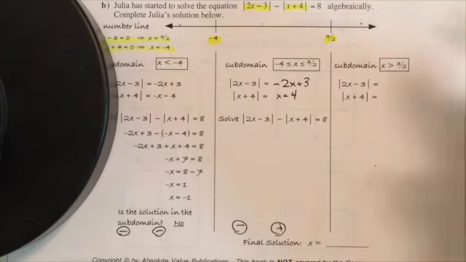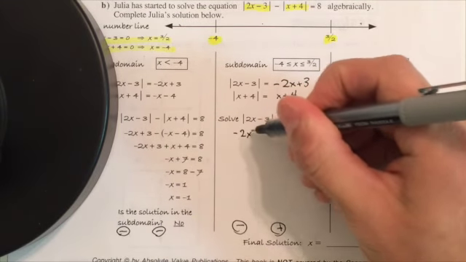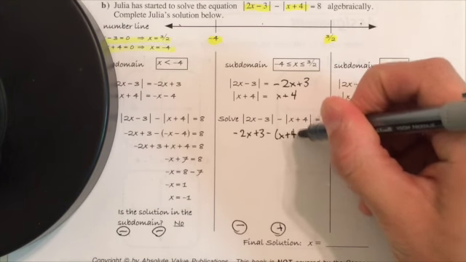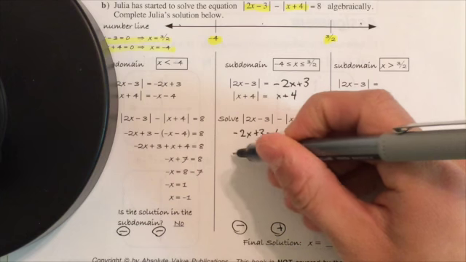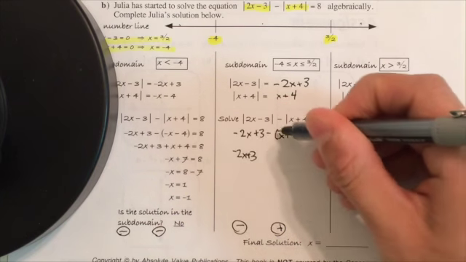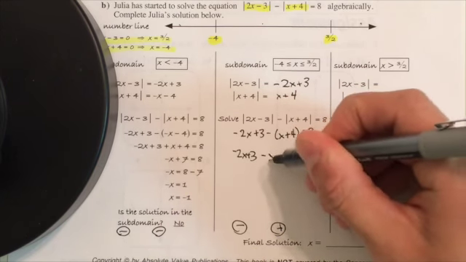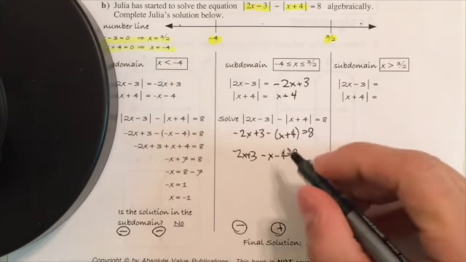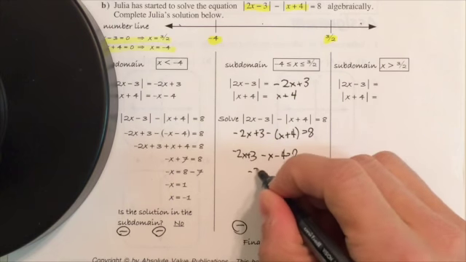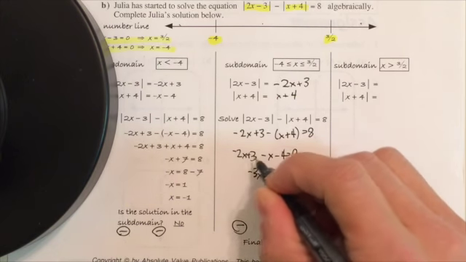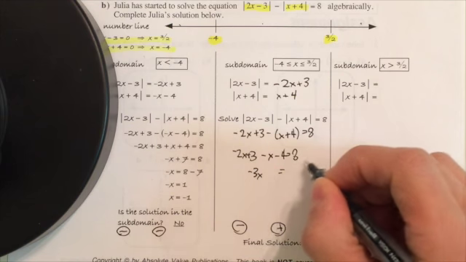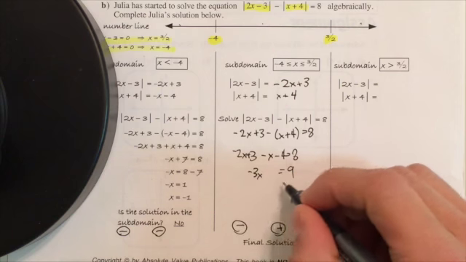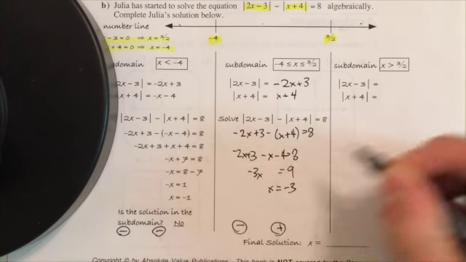So when I work through this, I'm going to have negative 2x plus 3 minus x plus 4 is equal to 8. Negative 2x plus 3, if I distribute this negative sign, it's going to be negative x minus 4 is equal to 8. If I add my like terms together, I'm going to get negative 3x. Bring these to the other side, I'm going to get positive 9. But I divide by negative 3, x is equal to negative 3.